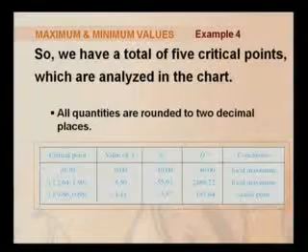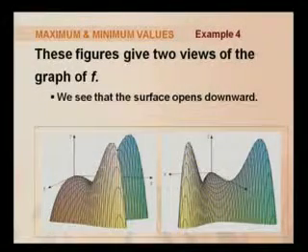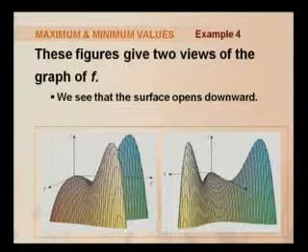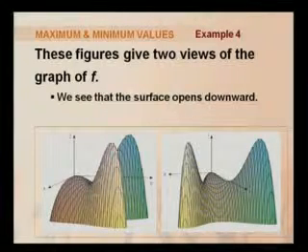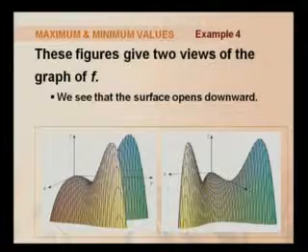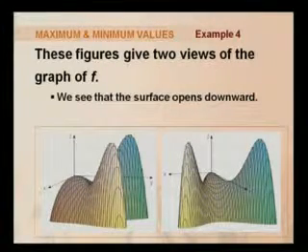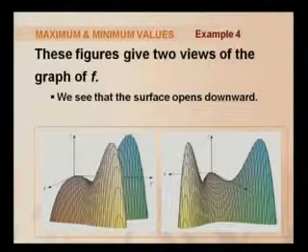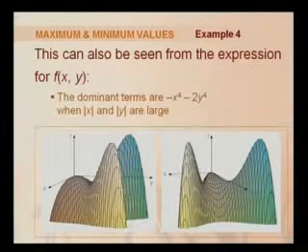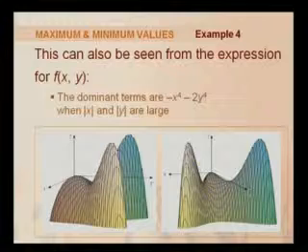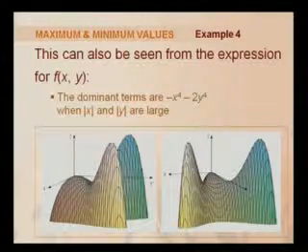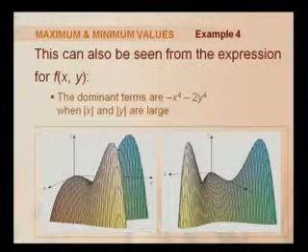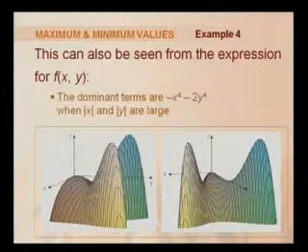in the last example. So just look at the graph. Just look at the graph where the function is maximum, where the function has critical points. Okay, so this is a very easy way to understand where the function is maximum, and which point is the saddle point. Okay, right. This can also be seen from the expression for f of x, y. The dominant terms are minus x raised to 4 minus 2y raised to 4 when mod x and mod y are large.